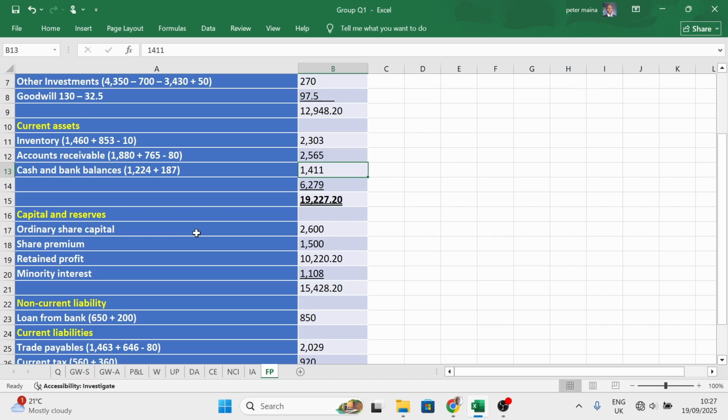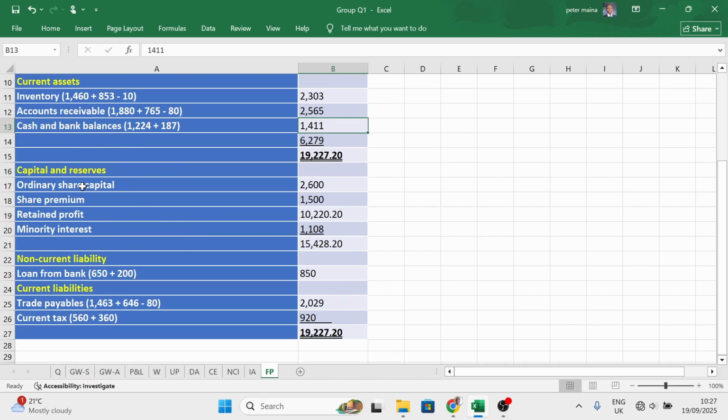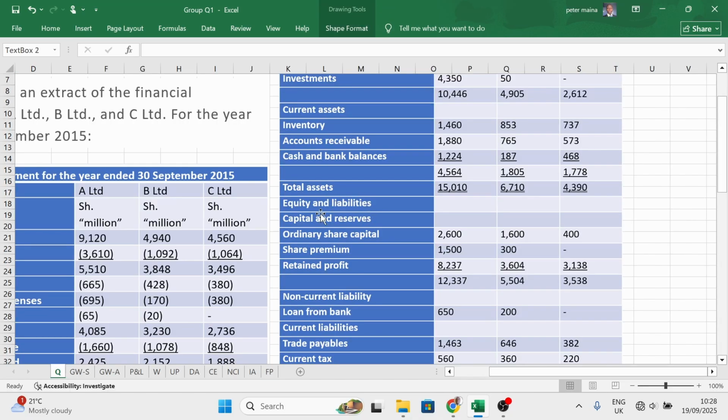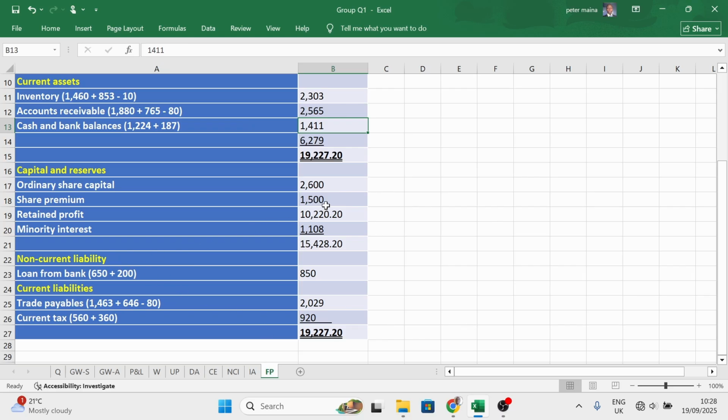And then when we go to capital and reserves, we do not consolidate anything here. Capital, share capital and share premium, we take the amounts of the parents only. 2600 and 1500, that is supposed to be the capital of the parent. We don't add that of the subsidiary. So if you go to the original statement of financial position, the ordinary share capital of parent was 2600. The share premium of parent was 1500. So 26 and 15 is what we have here, 26 and 15.